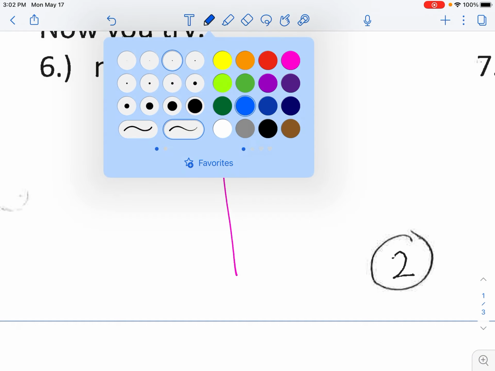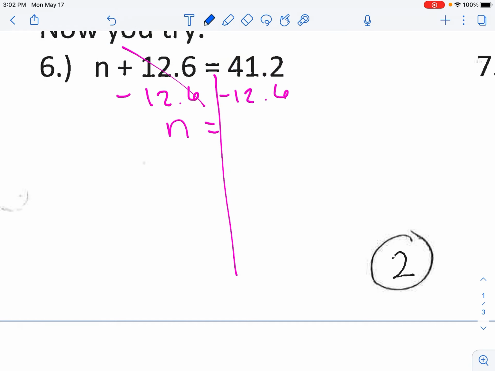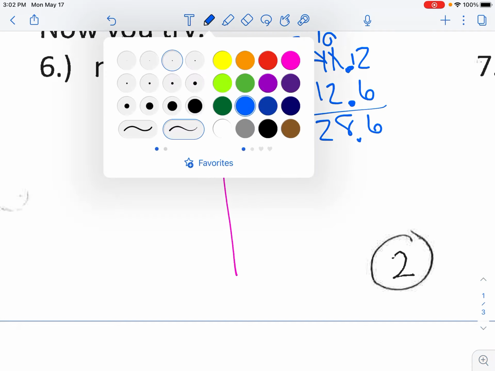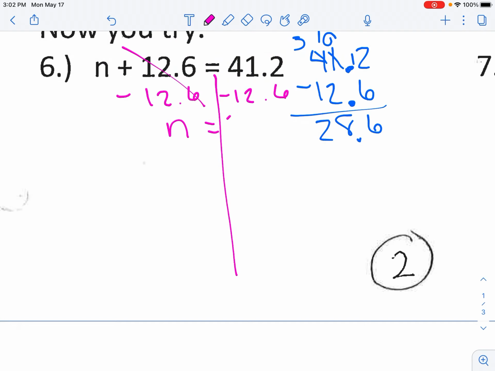If you have decimals, you have to show your work out to the side. So first, since I'm subtracting, I'm going to line them up. I'm going to borrow, 12 minus 6. I'm going to borrow again, 10 minus 2 and 3 minus 1. Okay, so n equals 28 and 6/10. Put a box around your answer.